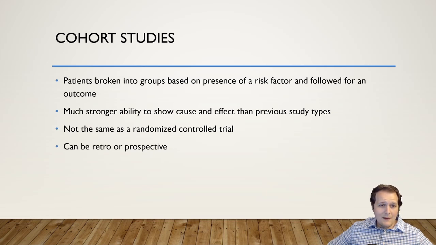Now, there's no randomization here, so I can't necessarily take into account confounders, right? So maybe the people with hypertension skew older than those that don't. Those are things you want to be looking for in terms of baseline differences between your groups. Hopefully there's no differences there, but they can be useful.